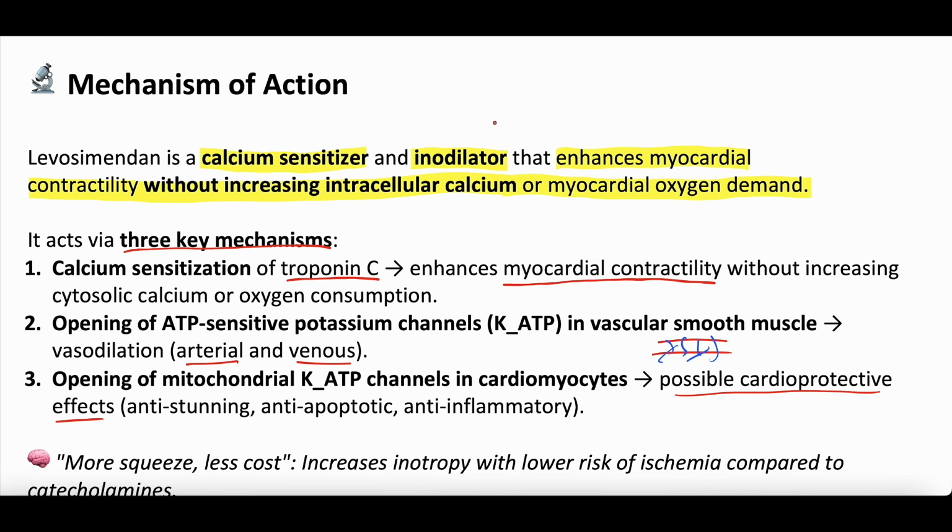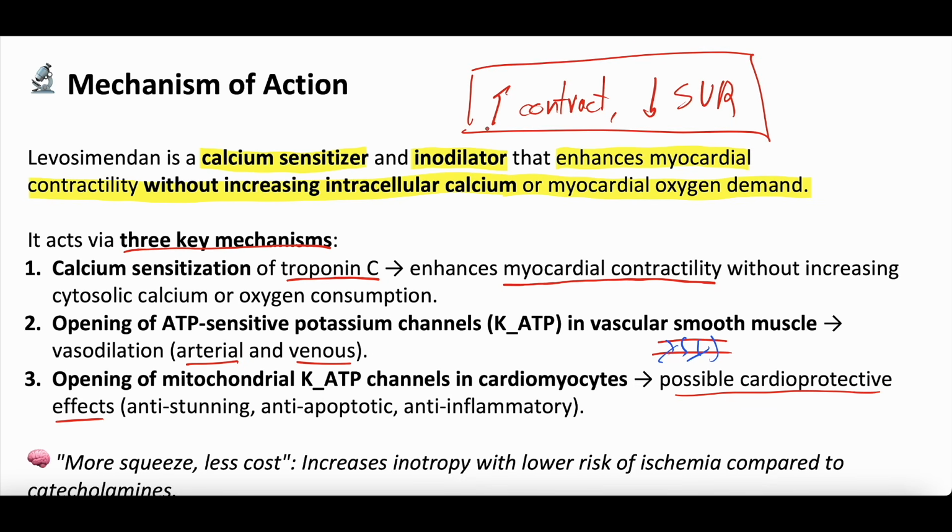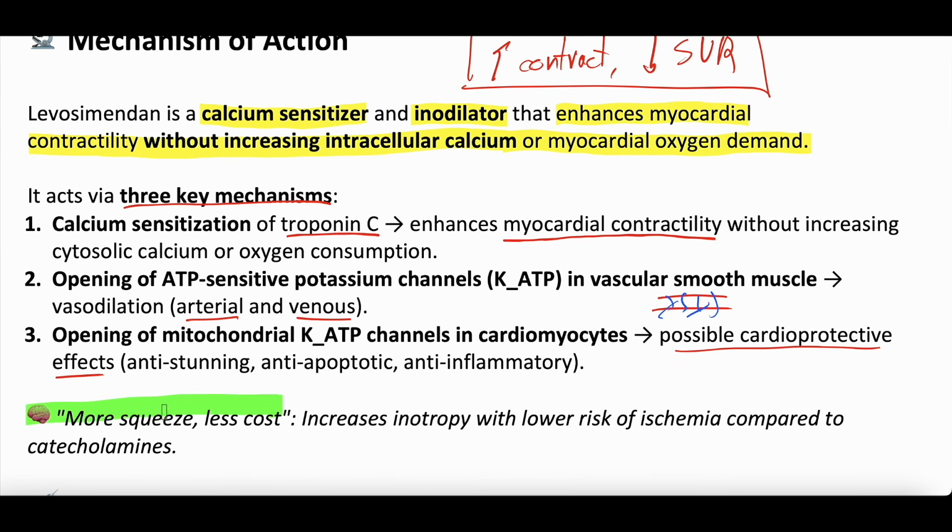This will increase contractility, and it will decrease systemic vascular resistance. Those are the two big things that we're going to be talking about. Some people say it has more squeeze for less of the cost because it's not increasing myocardial oxygen demand. So it increases inotropy or contractility with lower risk of myocardial ischemia compared to catecholamine-based inotropes.